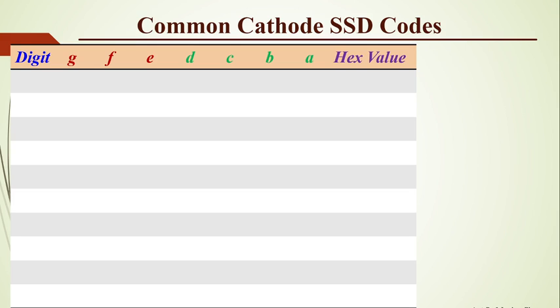Now to represent all the digits from 0 to 9, we have to glow particular segments. Which segments we have to glow and which segments we have to turn off for a particular digit, let's find that first, and then we will move towards the programming. For digit 0, all the segments except segment G will glow. That means G is off and all the other segments will glow.